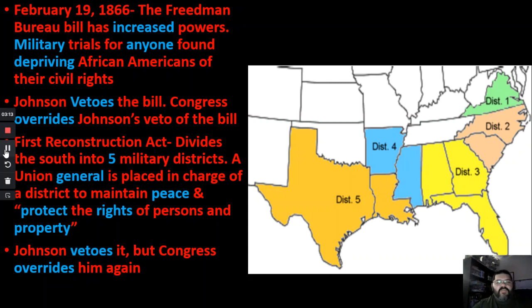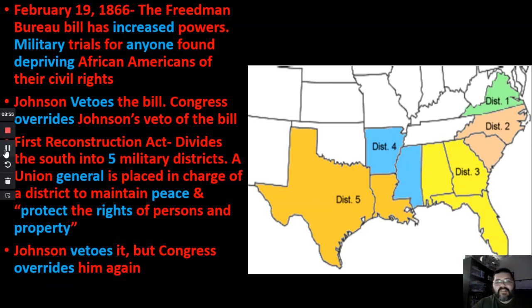Now, with this new bill, the military trials were for anyone depriving African Americans of their civil rights. So let's say there was a sheriff in a little town who was stopping African Americans from voting. And he thought, hey, I'm the sheriff of this town, I can do what I want. And they basically told the Freedmen's Bureau, hey, there's a sheriff in our town, he won't let us vote, he's physically stopping us. They would then arrest him, put him on trial, and call witnesses. And if he's found guilty, they would remove him from his job.